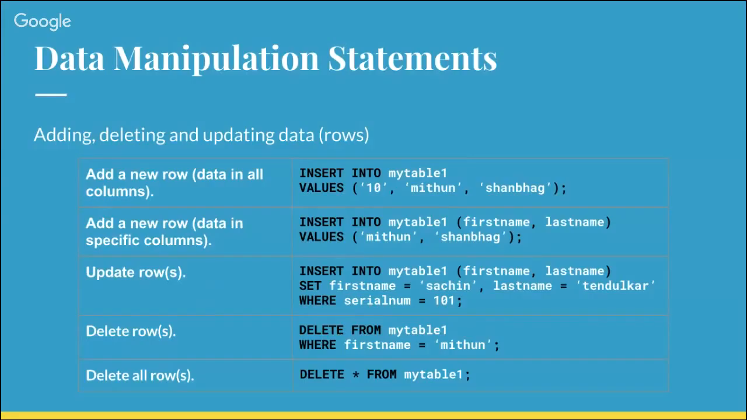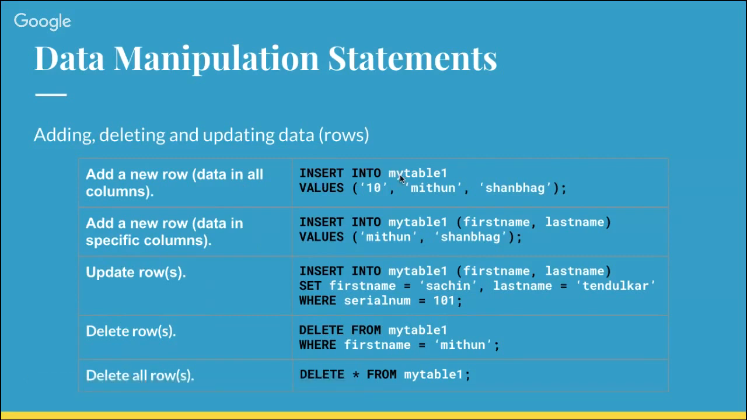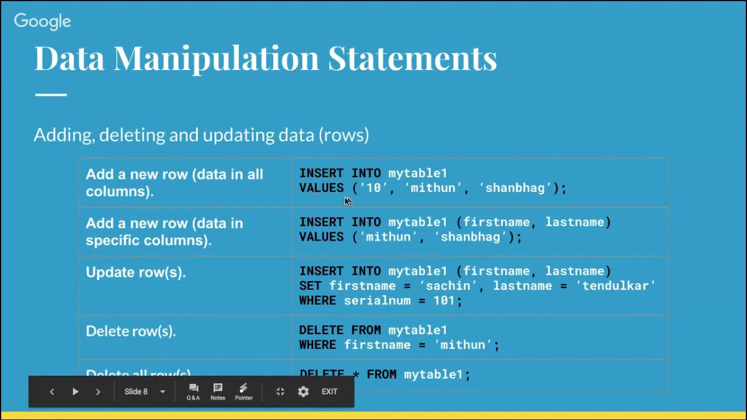Okay, let's get into adding, deleting, and updating data. We actually saw a couple of examples while we were doing the foreign key example. To add a new row, you essentially use the insert into table statement. So insert into the table, here are the values you want to add.